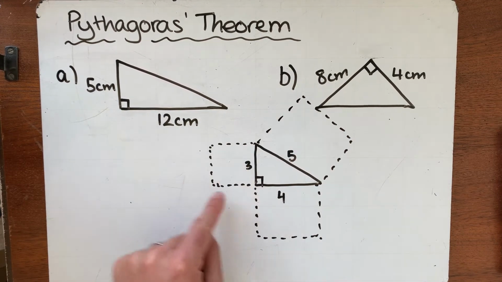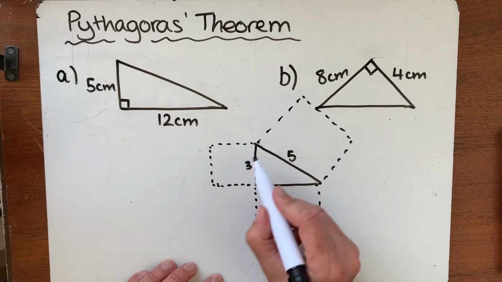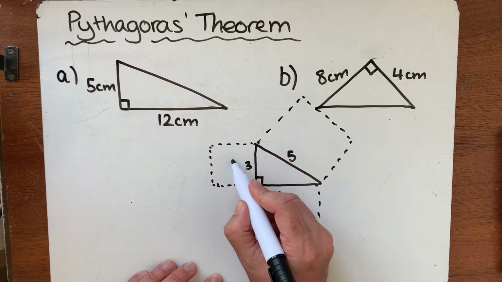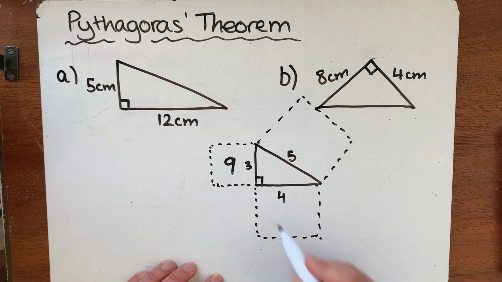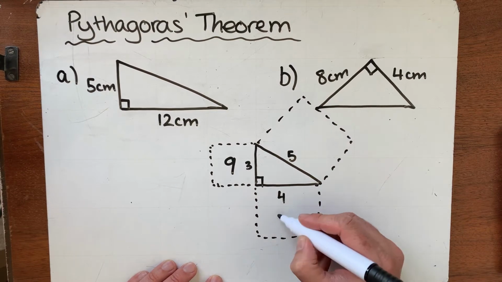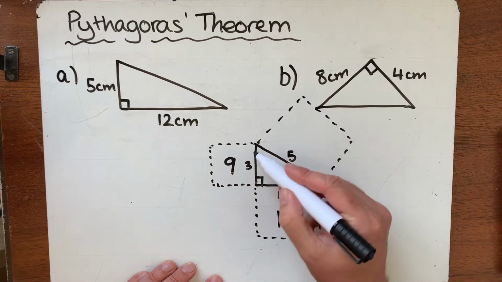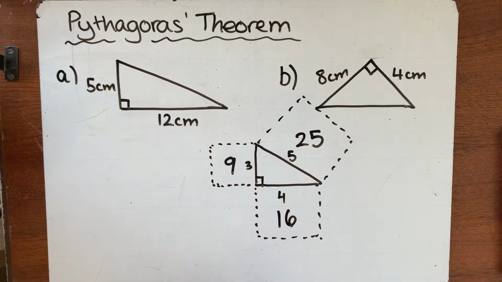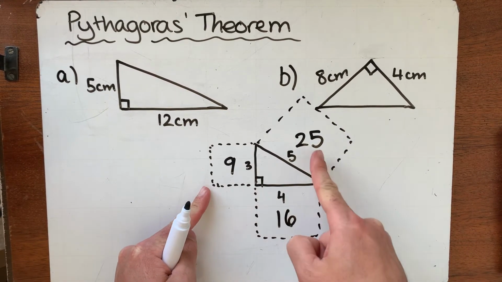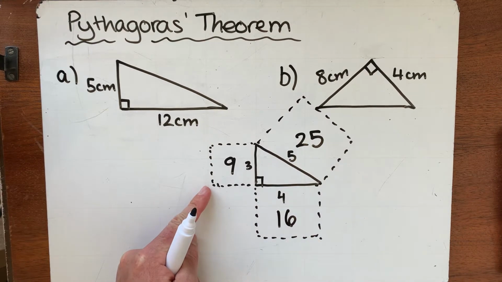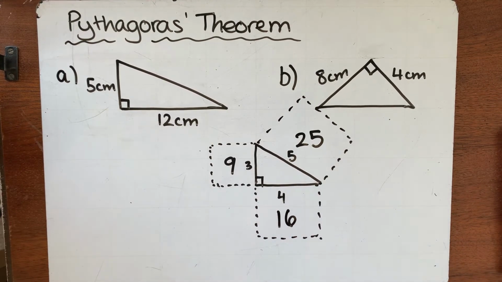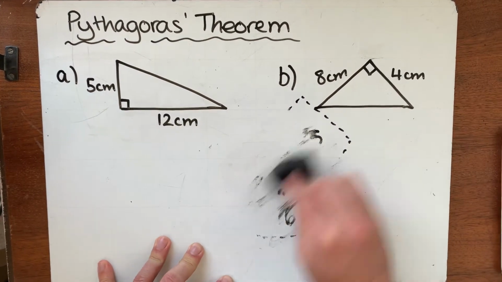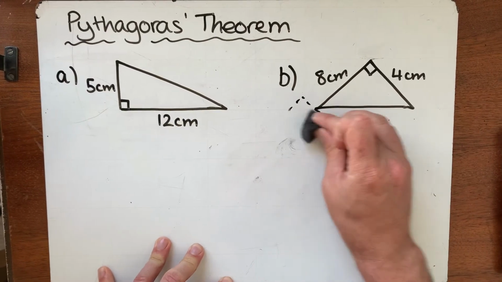Yeah, so what's the area of a square with side 3? Well, it would be 3 by 3, so it would be 9. One that's 4 by 4 would have an area of 16, and one that's 5 by 5 would have an area of 25. And what you can see is that this square plus that square equals this one. 9 plus 16 gives you 25. And this is the case for all right-angled triangles. The sum of the two shorter sides squared equals the longest side squared. Okay, so that's the idea that we're building on.